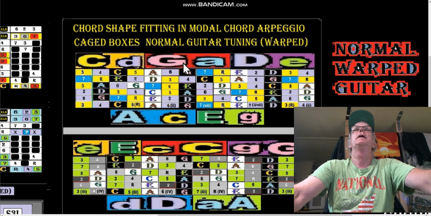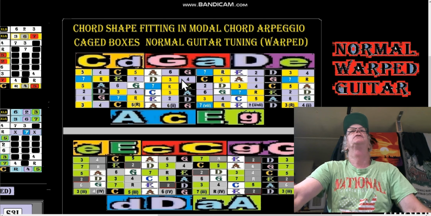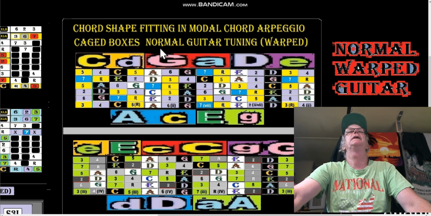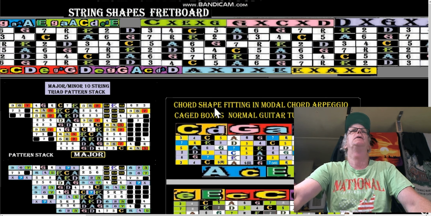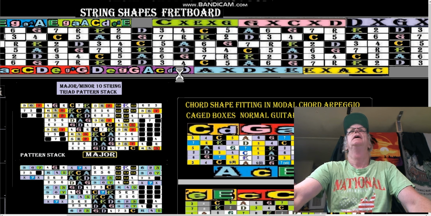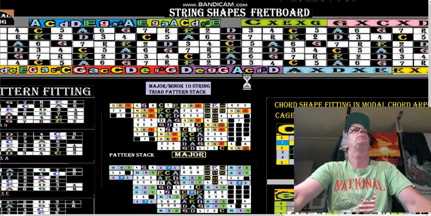How can I show you that? But this is play it as you see it. That's what chord shape fitting is. But I think I wanted to do pattern fitting first and spend a good amount of time on pattern fitting.